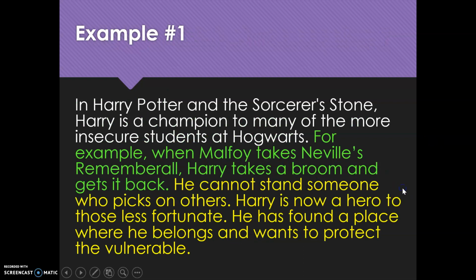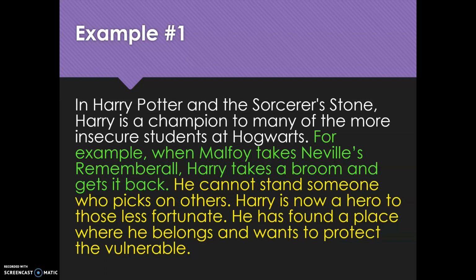All right, here's an example. And these are student-written examples that I'm giving you today. This one's from Harry Potter and the Sorcerer's Stone, and it's a bit of a character analysis. For this particular paragraph, and I've only given you the opening of the paragraph, the topic sentence is talking about how Harry is a champion to the insecure students at Hogwarts.